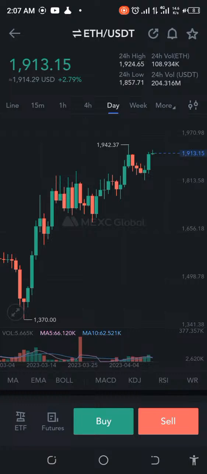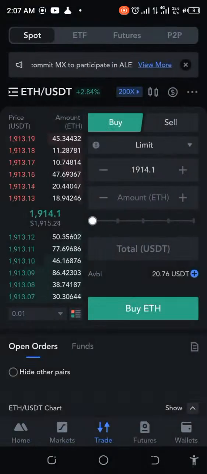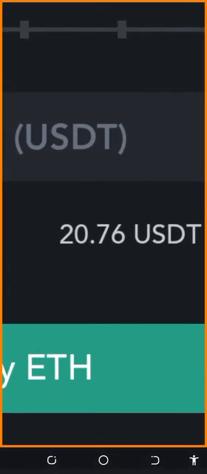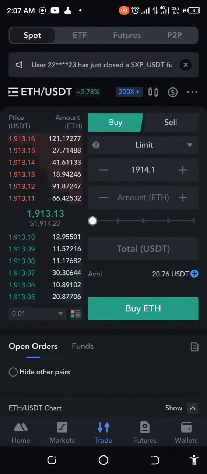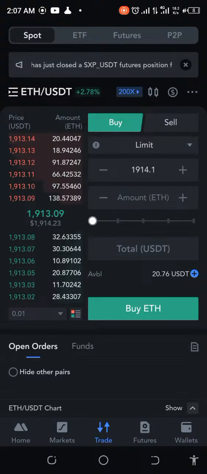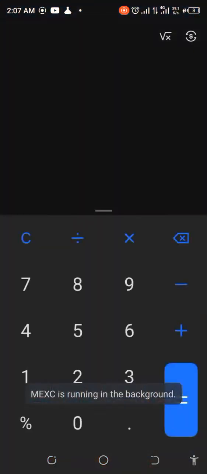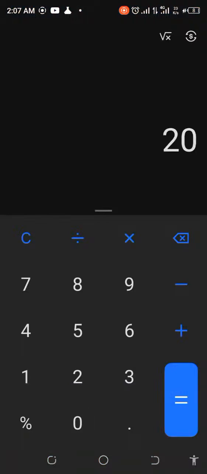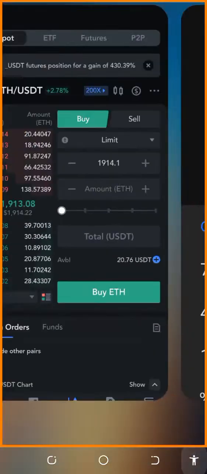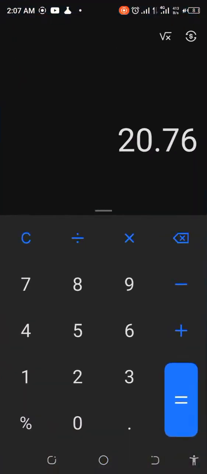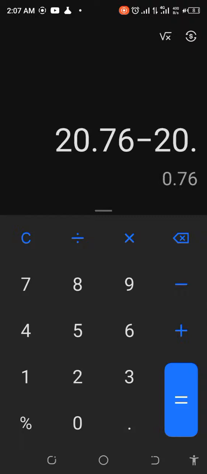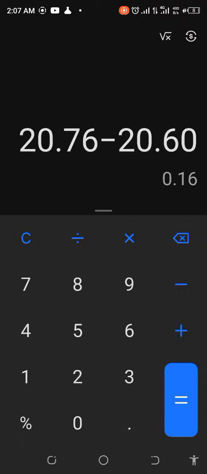Okay, so what do we have here? Let's check what we have. Can you see that we have 20.76 USDT? Don't forget that we started out with 20.60, even though it only picked up 20.59. So let's go to our calculator and do the mathematics. 20.76, am I correct? 20.76 minus 20.60 is 16 cents. Yeah, it wasn't exactly fantastic, but it's something.